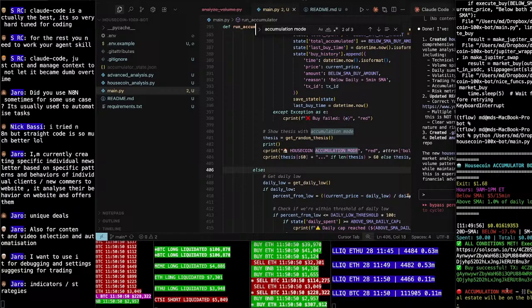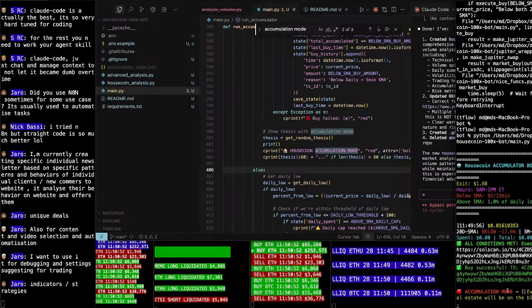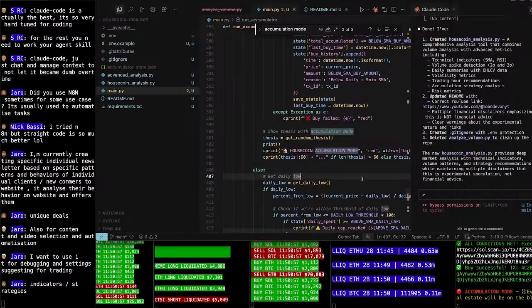Eventually, all real estate will be on the blockchain. What the hell?